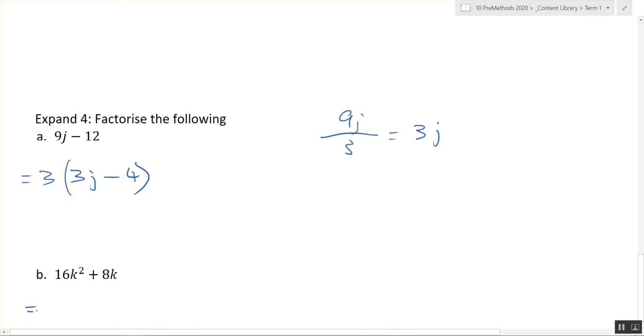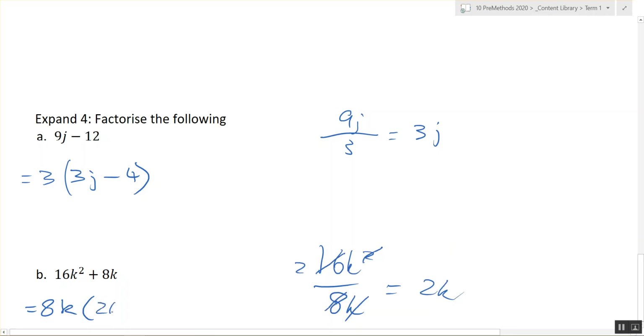Both have 8 and they both have a k. So when we divide 16k squared, divide that by 8k, what are we left with? 2k, because that cancels out and that cancels out to leave 2. So we write that inside the bracket. What about the 8k? When we divide 8k by 8k, we get 1. Good job, you were listening.